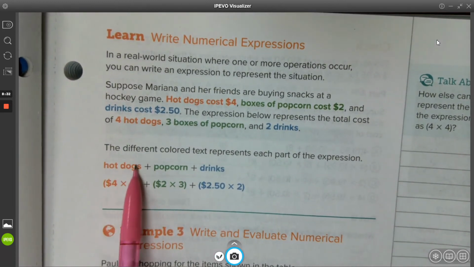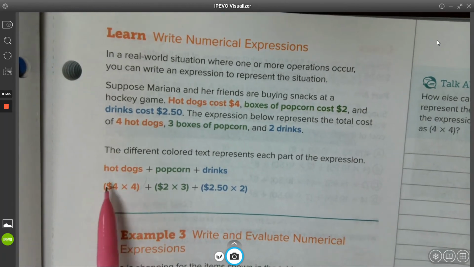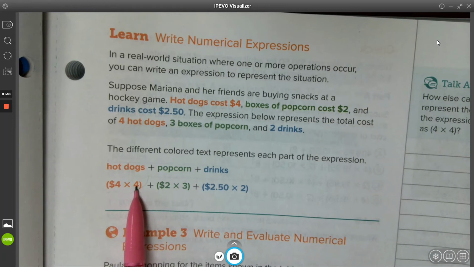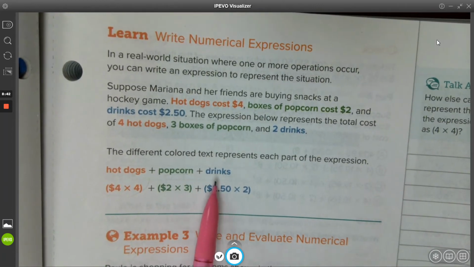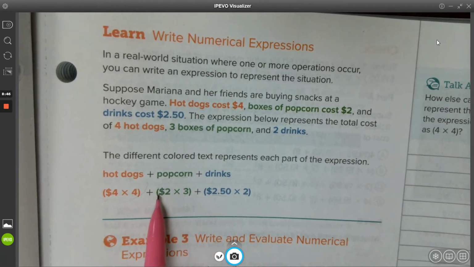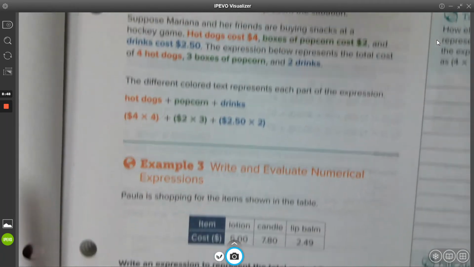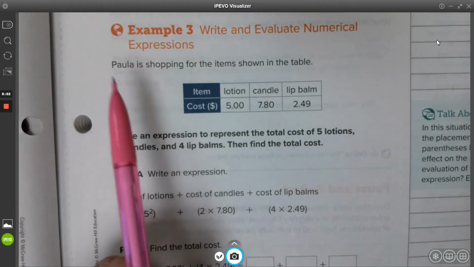So notice, we put the hot dogs in parentheses: what the cost is times how much you're buying. For the popcorn, what the cost is times how much you're buying. And the drinks, cost times how much you're buying. And then we add them all together to find that total cost. So let's talk about how we could actually write it ourselves.